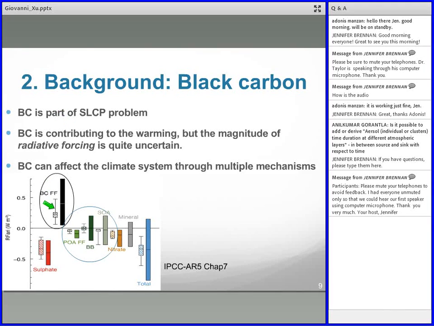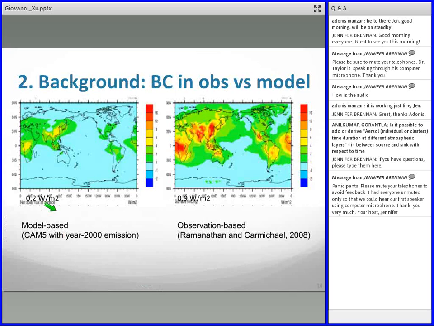Here, the error bar from the IPCC report is representing both estimates from models and observations, which means there is great discrepancy between the two. So I'm giving another example here. On the right-hand side is an early study based on observation done a few years ago. On the left-hand side, I'm showing an example of model simulated black carbon radiative forcing with the present-day emission using one of the current generation of climate models.